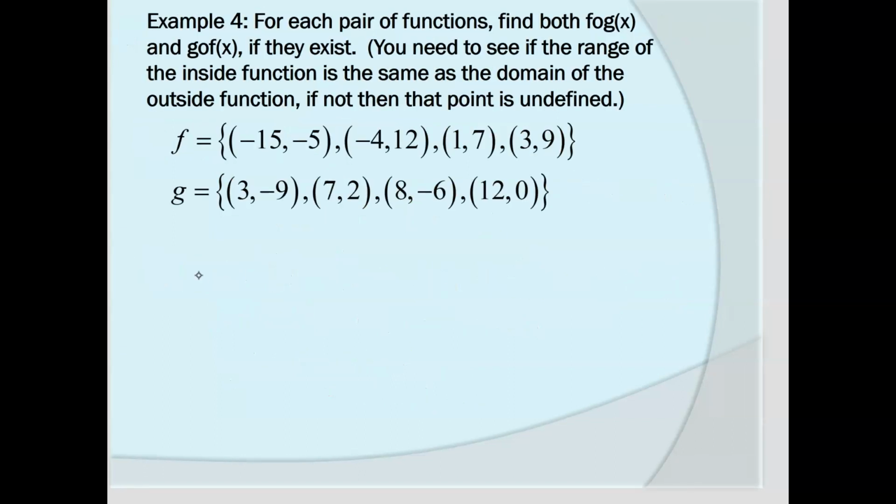Example 4. For each pair, find both f of g of x and g of f of x if they exist. So basically, in order to find this, f of g of x is saying, okay, we're going to take g, so g of 3 is equal to -9. Then you go up to f and you look for -9 in the domain. That does not exist, therefore that point does not exist. So g of 7 is equal to 2. There is no f of 2, so that point does not exist.